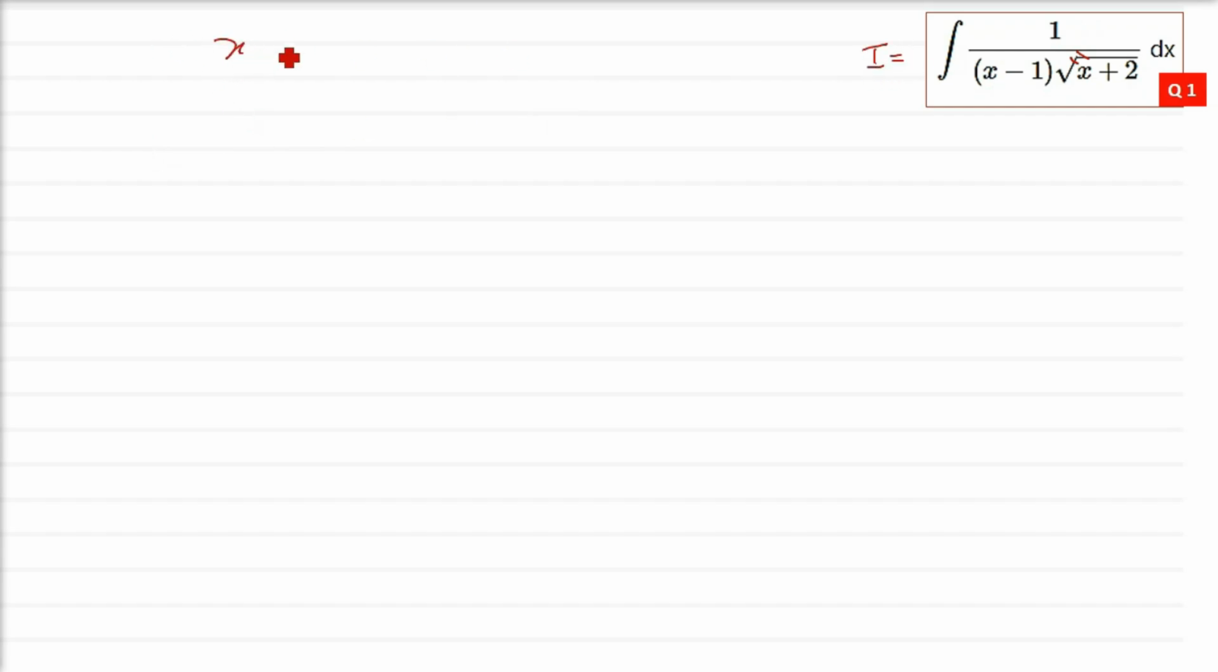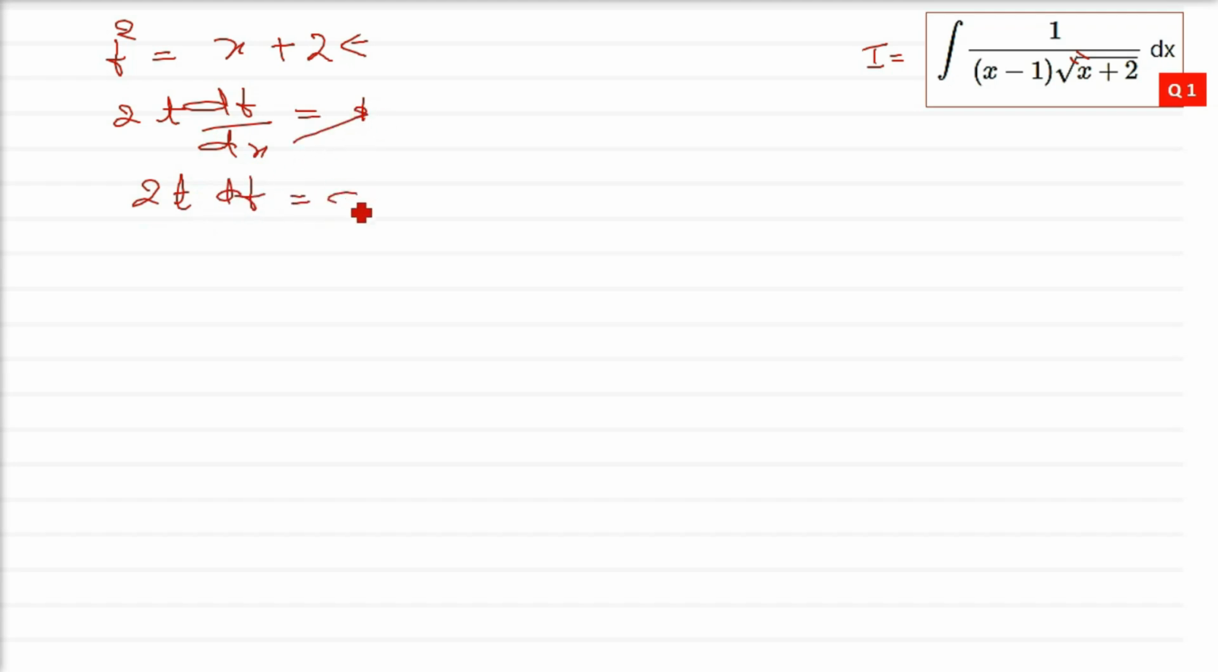Under root x plus 2 can be taken as some t, p or q. Or you can say that x plus 2 can be taken as t square. T equals under root x plus 2. That simply means t square equals x plus 2. Then you differentiate it with respect to x. On the right, nothing will come. On the left, it will be 2t dt by dx. That is, dx will be equivalent to 2t dt.